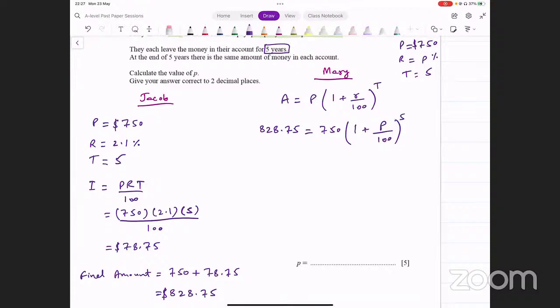Now we've got to solve this equation and figure out the value of p. Okay, first of all, what can we do, we can take the 750 to the other side, we can divide it on the other side. Let's see what that gives us. 1 plus p over 100 whole raised to power 5 equals 828.75 divided by 750, and that gives me 1.105.